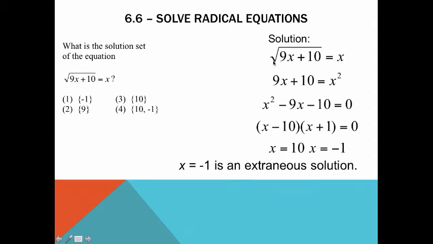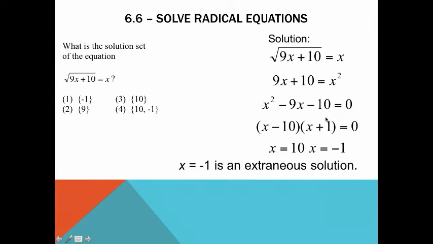Alright guys, if you have solved your problem, hopefully you found out that after checking these, you also had an extraneous solution in this problem. So let's go through the steps and make sure that you guys got it right. You should have squared both sides of the equation to start with, leaving you with 9x plus 10 equals x squared. At this point, I need to move everything to one side of the equation, so I will do so by subtracting 9x and subtracting 10.